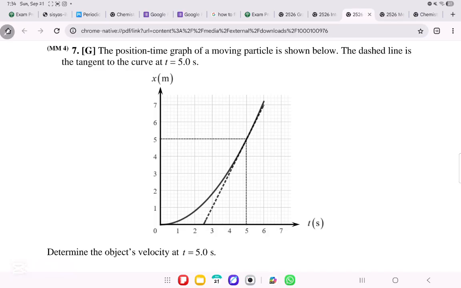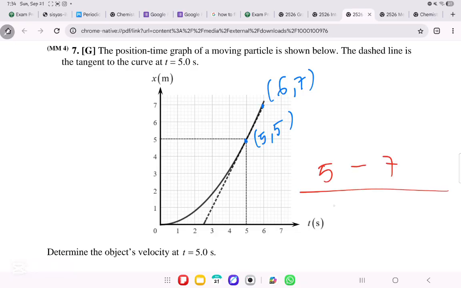So just choose any 2 points. For example, I will choose this point over here, which is 5, 5. And this point over here, let's choose a good point, which is 6, 7. Haha, very funny, 6, 7. So now we need to find the slope. It's going to be y minus y, 5 minus 7, over x minus x, 5 minus 6, and we will get an answer of 2 meters per second.